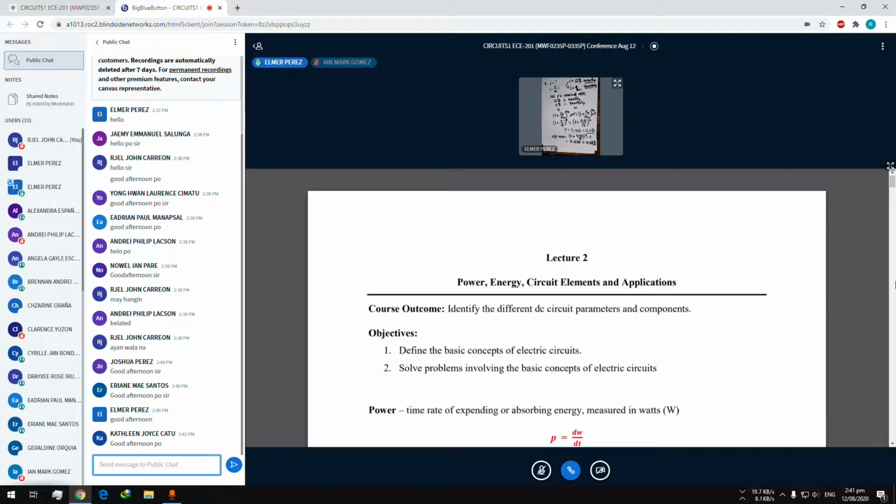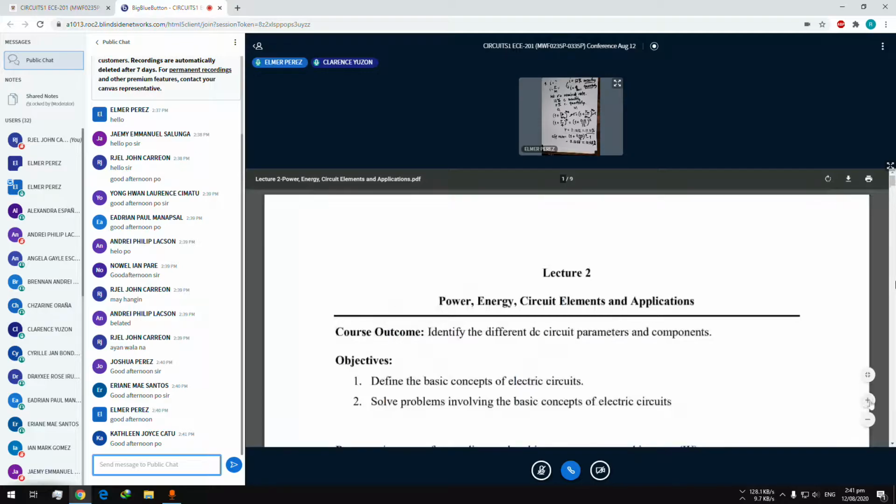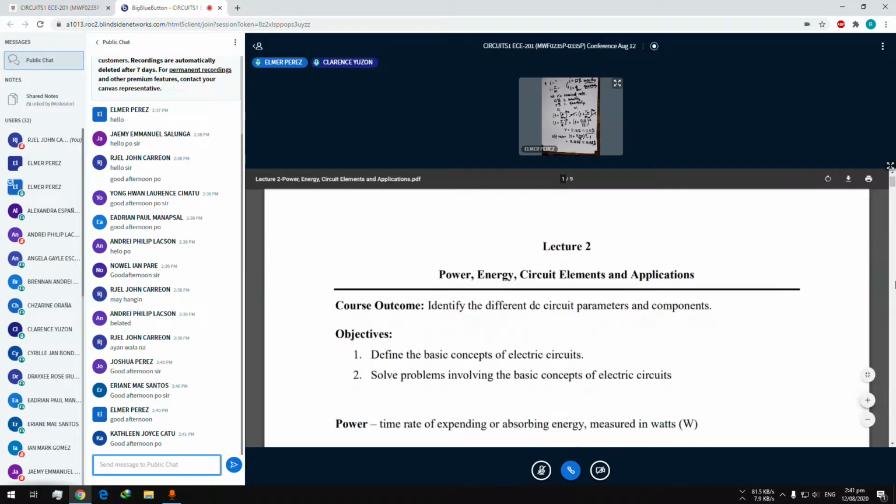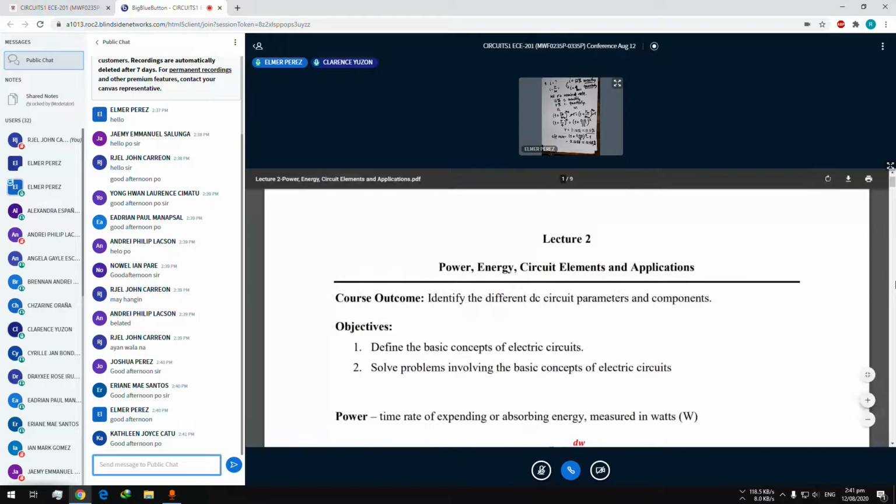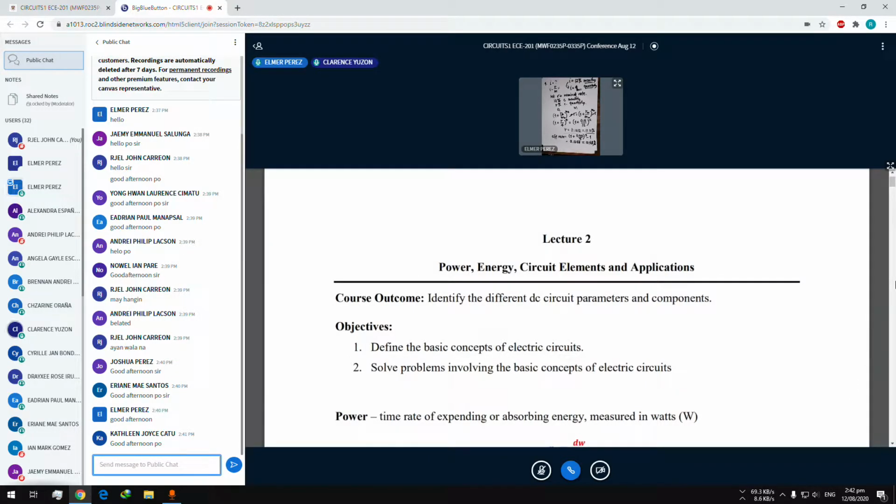Okay, sige. So, ngayon, ang i-discuss natin ay yung lecture 2 natin. Yun yung power, energy, circuit elements, and application. Meron bang sa inyo na laboratory natin mamaya? Meron ba sa inyong may lab mamaya?